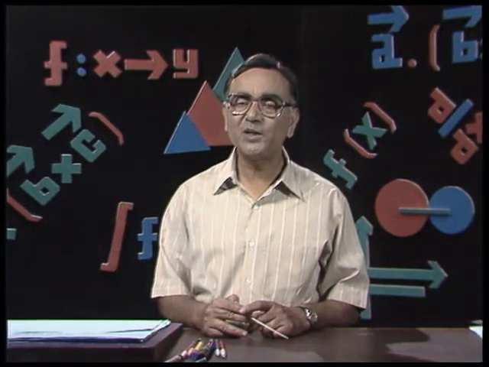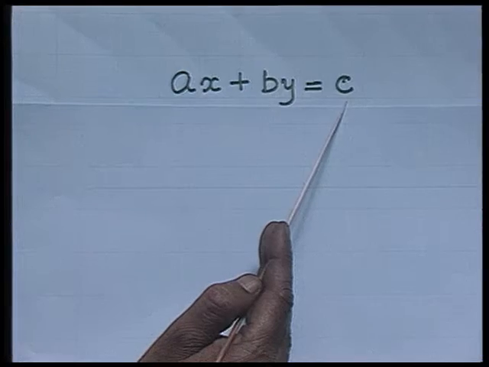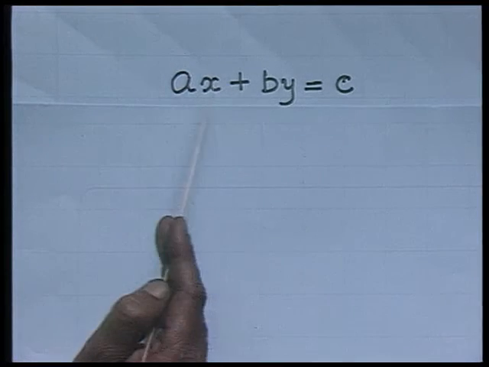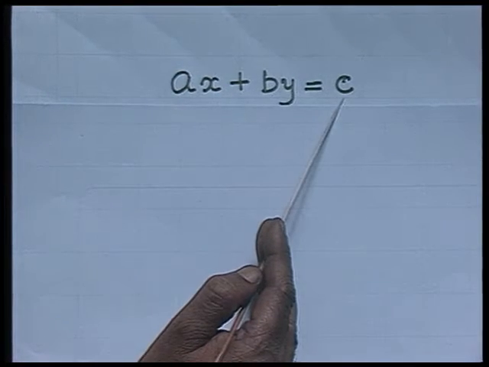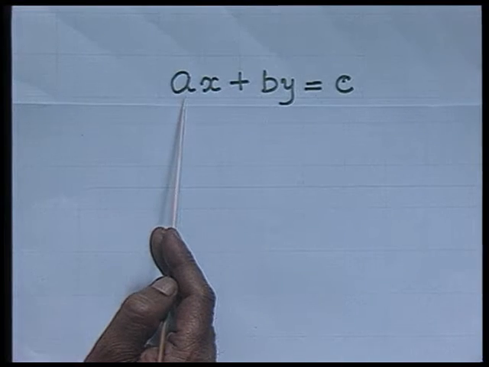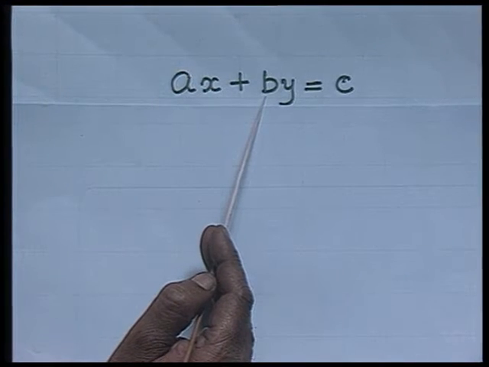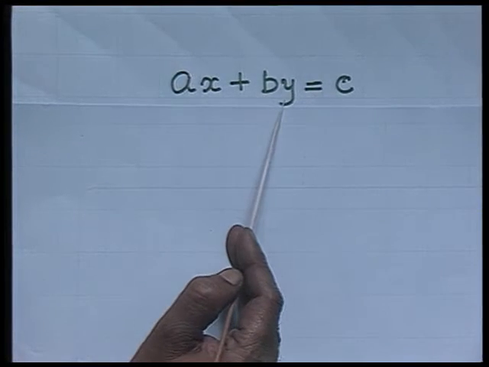Today we shall talk about system of linear equations, but before we do that, let's have a look at what a linear equation is. An equation of the type ax plus by equals c is a linear equation. Here a, b and c are all constants, but be sure that a and b both together cannot be equal to 0, and the variables are x and y.